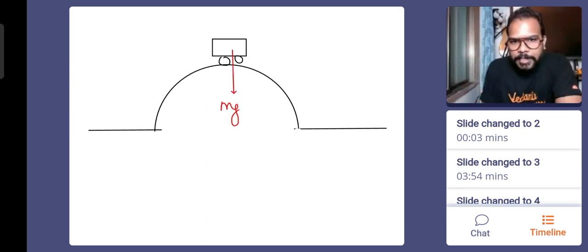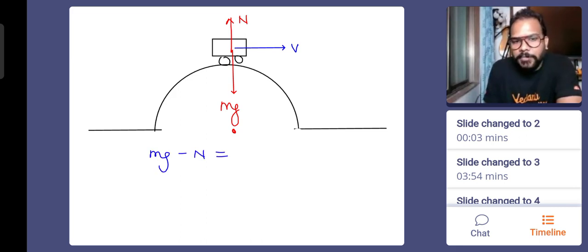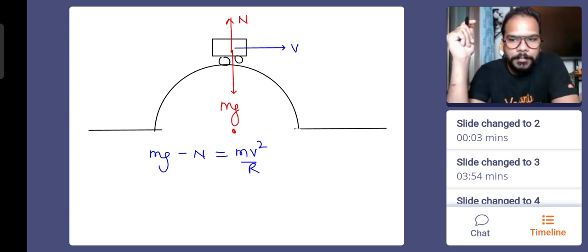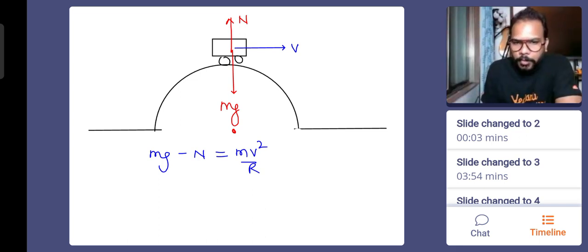Let's talk about that. mg is acting, normal is acting, but this time which force is acting towards the center? Which force is acting towards the center this time? mg, right? So now how will you write the equation? You will say mg minus normal is equal to mv square by r. सबको equation समझ में आती है? Center is downward. Correct? Awesome. Good. So guys, look at the normal force.